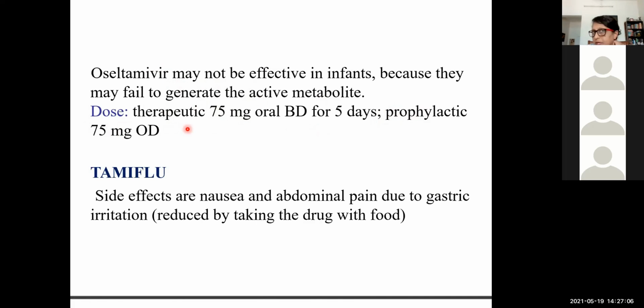In 2009, and again some 5 years back, the swine flu came, and some people were taking oseltamivir as prophylaxis. Now, you would have heard of the drug Tamiflu. It is nothing but oseltamivir. The side effects are nausea and abdominal pain, that is gastric irritation. There are very few side effects with Tamiflu. So it is a very important and much wanted drug.